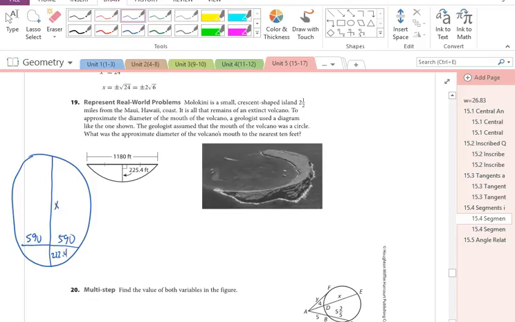So we learned that when we have 2 intersecting chords, the products of the 2 pieces are the same. So 225.4 times x has to equal 590 times 590. And so then x equals 590 times 590 divided by 225.4, which is 1544.